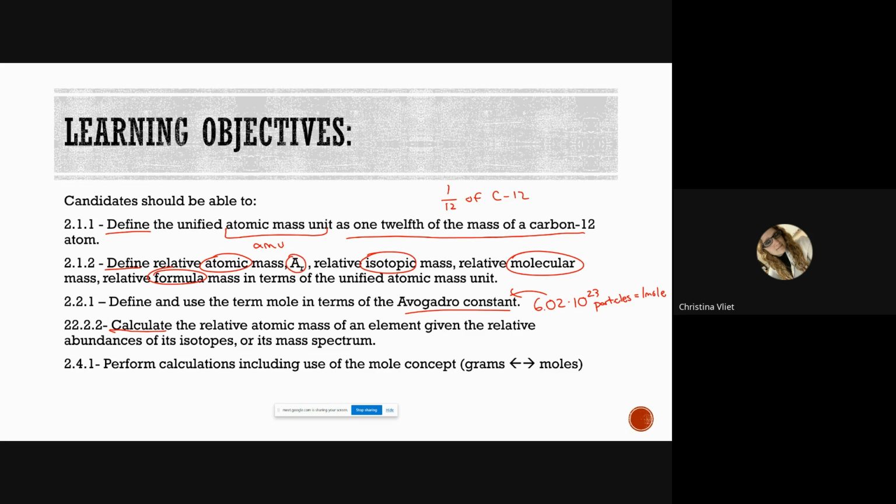Today we're at least going to be going in between grams and moles. How do we transfer grams to moles? How do we transfer moles to grams? We won't be doing full stoichiometry today. Like I said, it's an intro lesson.